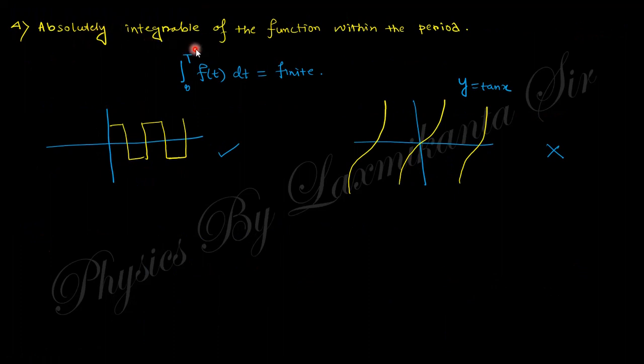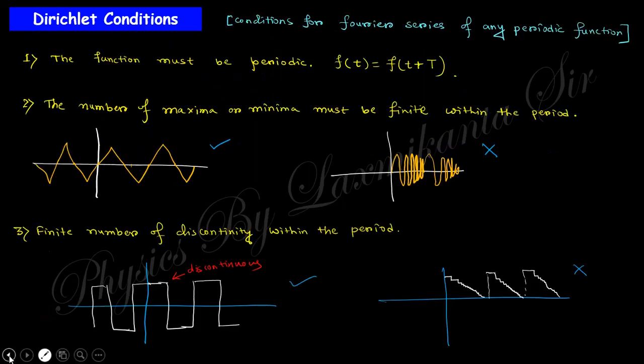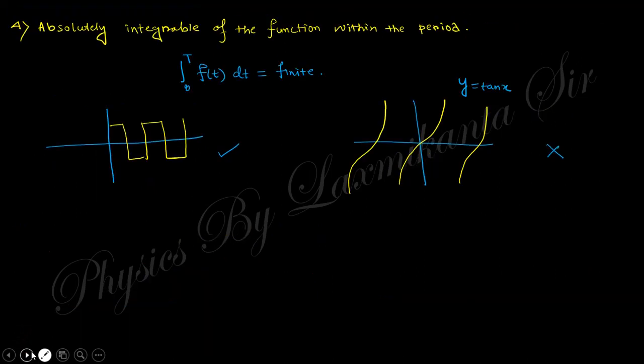Next, the function must be absolutely integrable within this period. That means this function will be integrable within that region. The integral cannot be an infinite value. It must be a finite value, right? So the integral value must be finite. Then you can see this can be expressed as the Fourier series. So I think the Dirichlet condition is clear. This is most important for the Fourier series, because without satisfying this condition, the Fourier series cannot be obtained. If the function satisfies this condition, then only the Fourier series can be found, right?